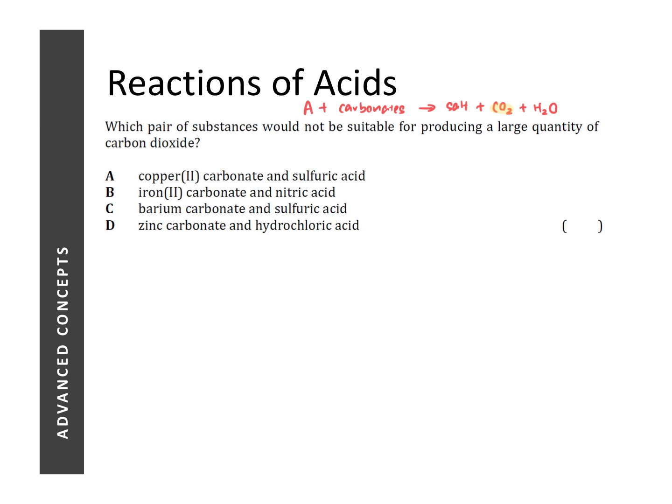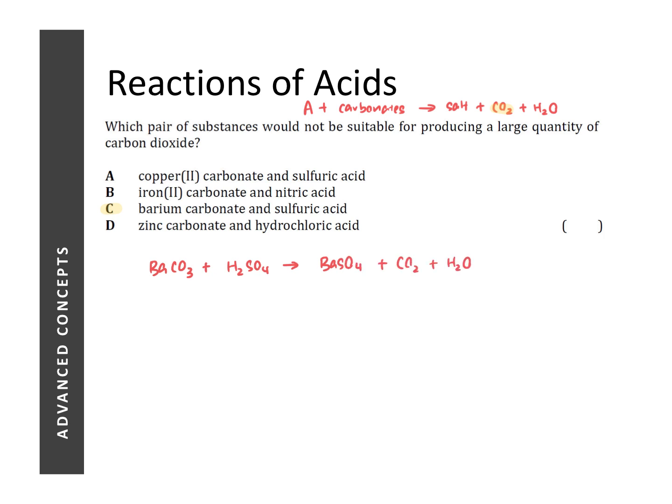Let me point out the answer to you first, and then I'll explain why for this particular pair of reactants you don't get a lot of carbon dioxide. The answer to this question is C. Now what happens when we react barium carbonate with sulfuric acid? The issue here is that the salt that is formed is barium sulfate.